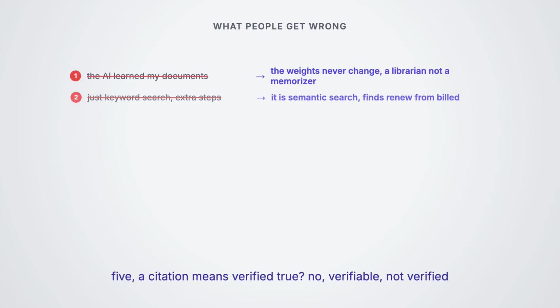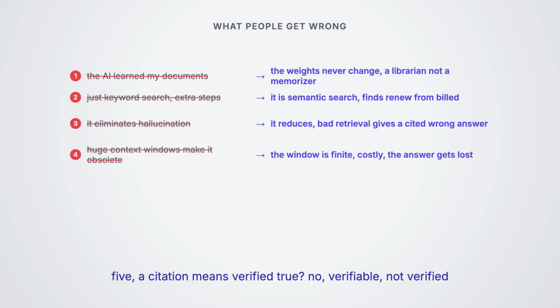1. RAG means the AI learned my documents, or I trained it on my data. No, the weights never change. It looks them up fresh every time from an external index. A librarian, not a memorizer. 2. RAG is just keyword search with extra steps. No, it is semantic search. It matches meaning, so it finds the right passage even with no shared words, like renew finding build.